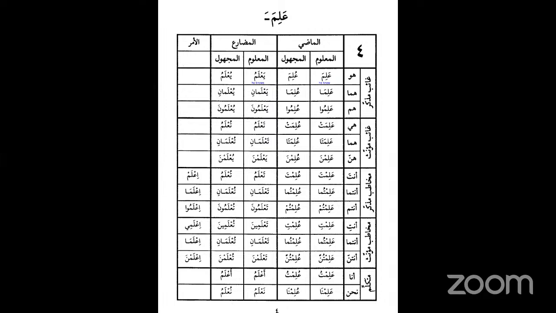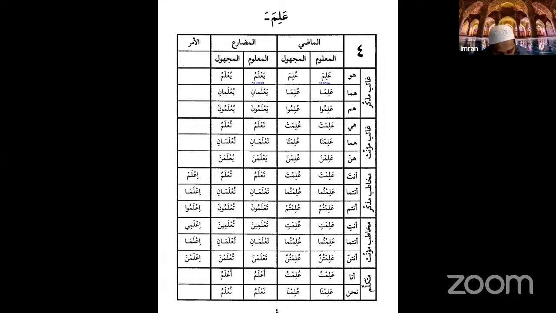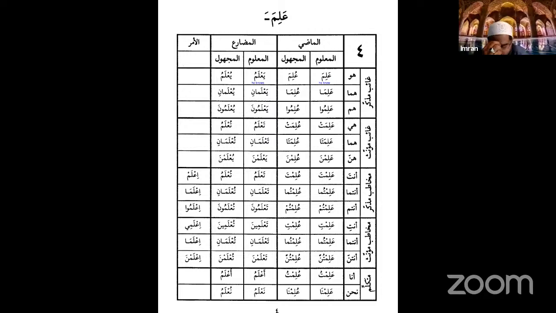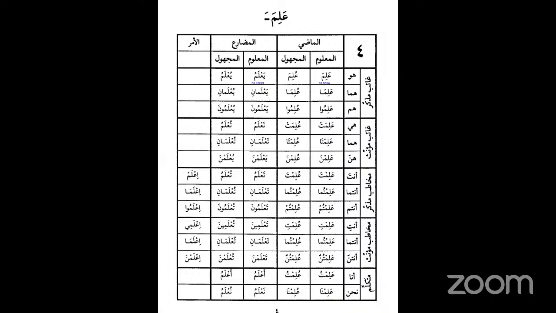Anti, alimti. Correct. Alimti, you one female knew. Oh, anti alimti, okay, you one female. Alimtunna, you all female. Alimtuma, you two female. Alimtu, I knew. Alimna, we knew. Okay.